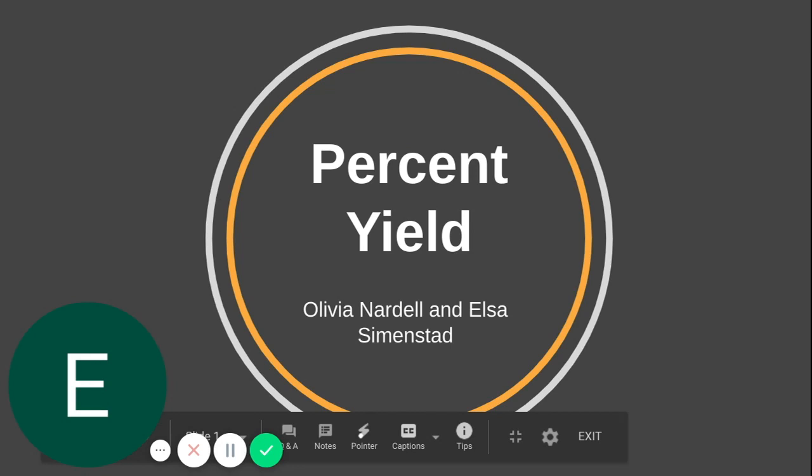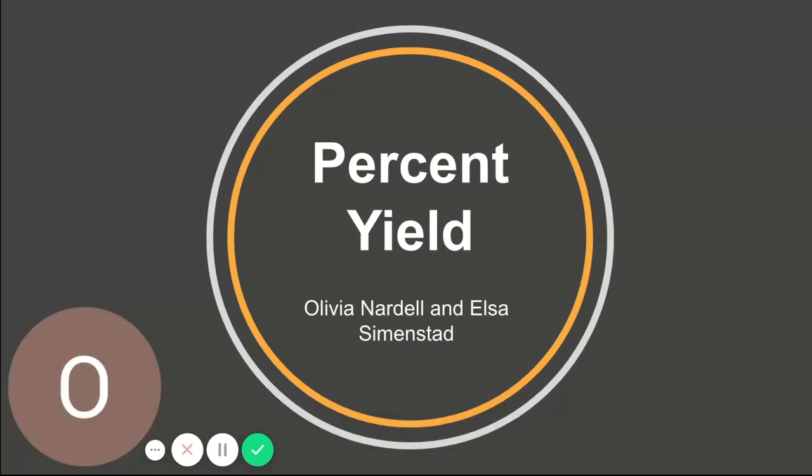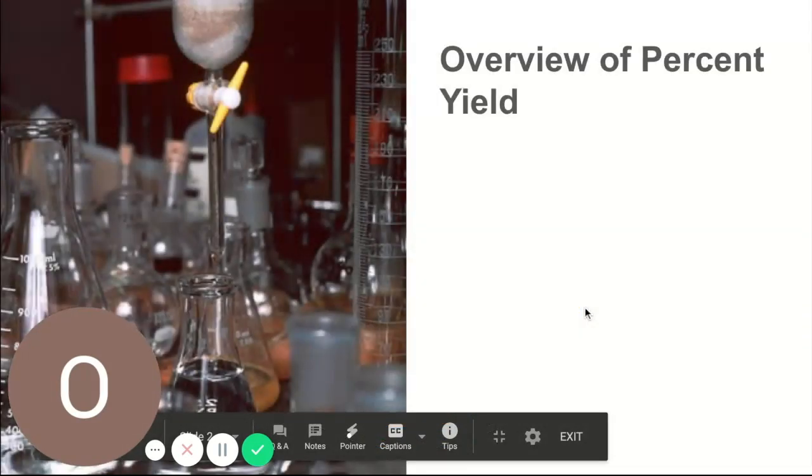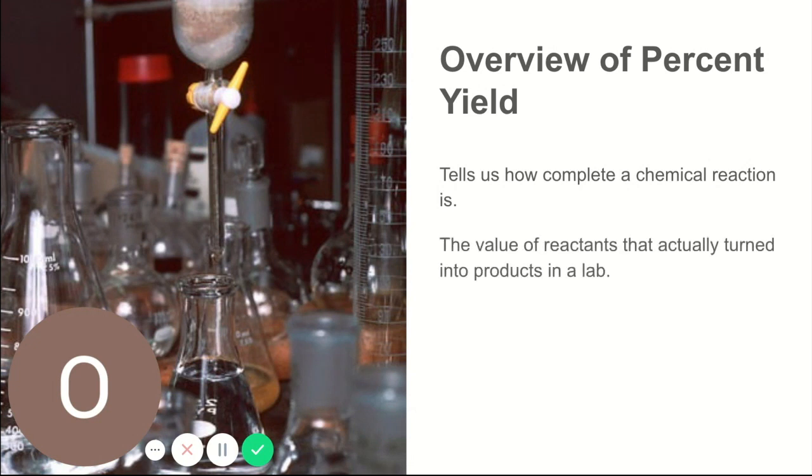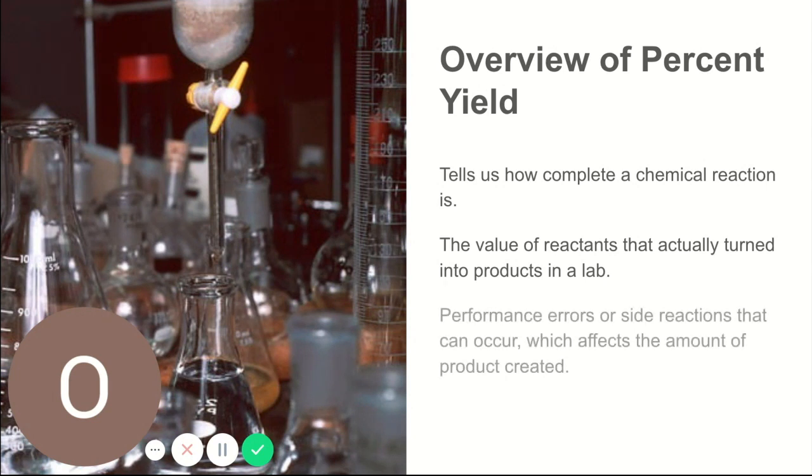And today we're going to be talking about percent yield. Overview of percent yield. The percent yield value tells us how complete a chemical reaction is. The percent yield is the value of real reactants that actually turn into products in a lab. In most real-life chemical reactions, not all of the reactants are used because of performance errors or side reactions that can occur, which inevitably affects the amount of product created.